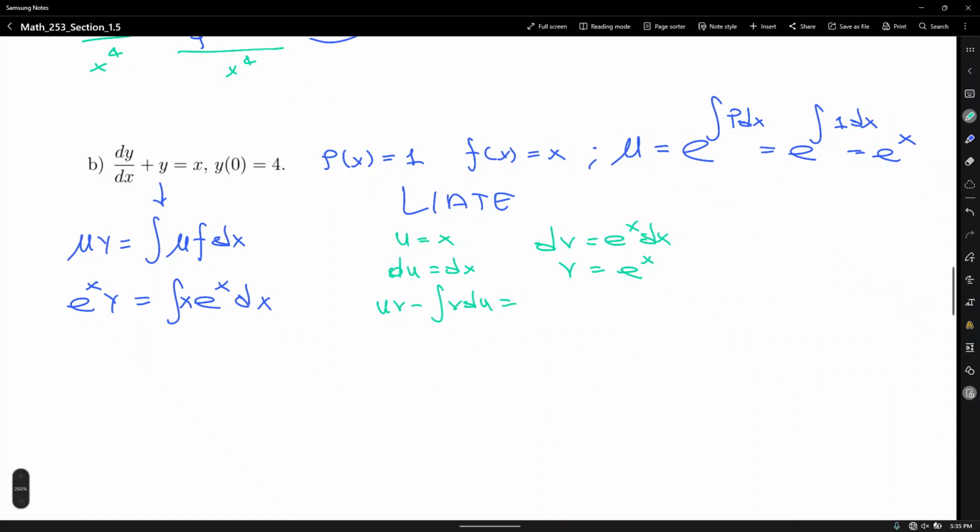And we have everything we need to set up our integration by parts. So u times v, which is x e to the x, minus the integral of v, which is e to the x, times du. Another integral of e to the x. So this is going to be simply x e to the x minus e to the x.